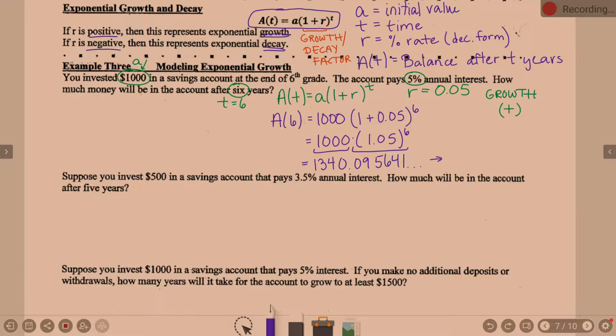Because we're working with money, yes? This is paying interest on $1,000. So this is money. So this is $1,340.10 because we give 2 decimal places for money always, right? Unless it says to round to the nearest dollar, you always assume two decimal places. So 09, well, the 5 tells the 9 to go up to a 10. So $1,340.10. Did we get it?